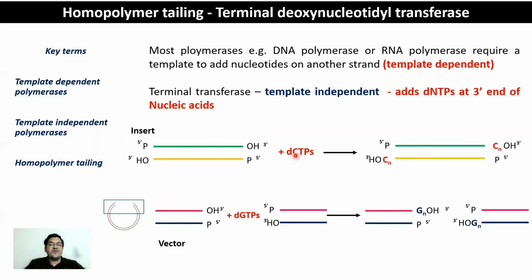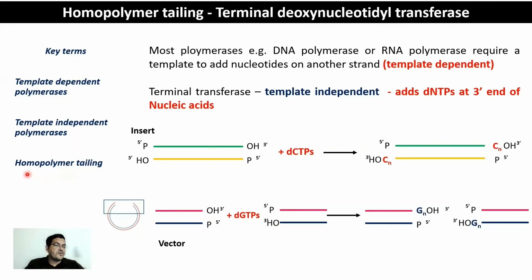Most commonly it is C and G, because you know that C and G have triple hydrogen bonds, so they are more stable as compared to A and T. Therefore, the initial bonding between the vector and insert would happen through these complementary C and G nucleotides. Because of the triple hydrogen bonds and multiple C's and G's, you will have a more stable molecule to begin with. And then, of course, the ligase can come in and form the phosphodiester bond.